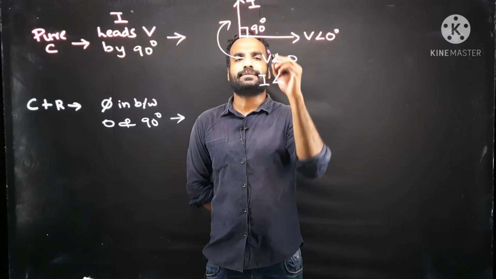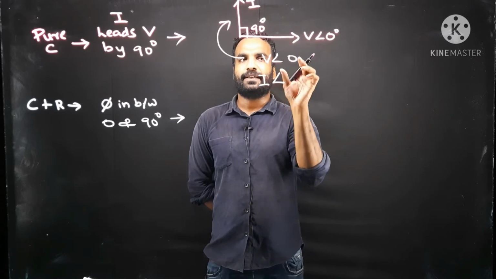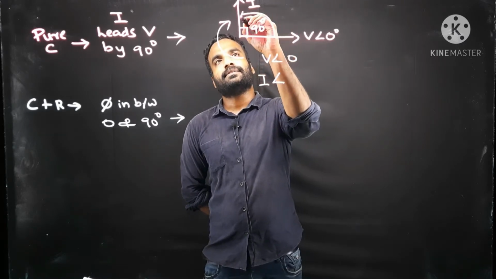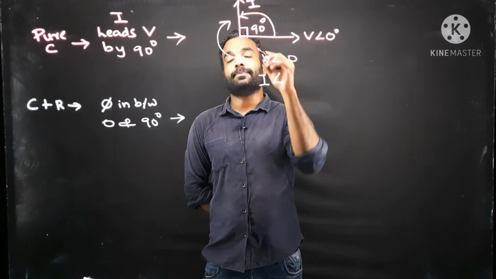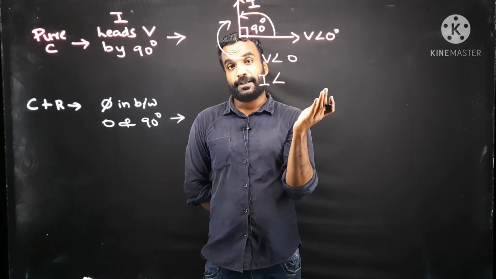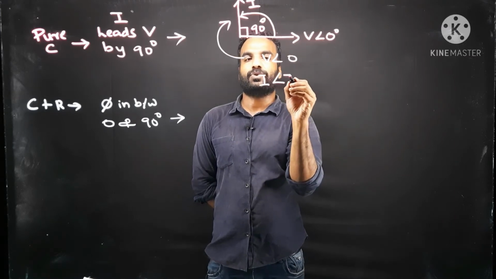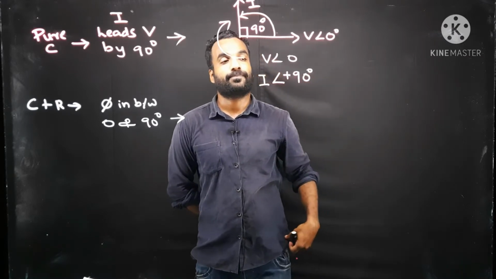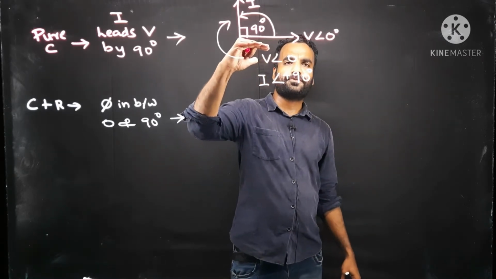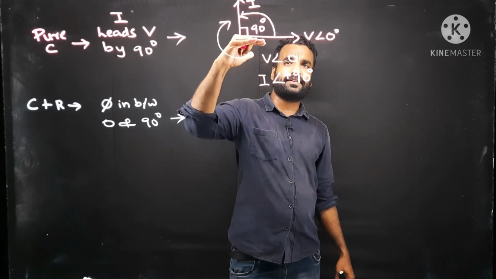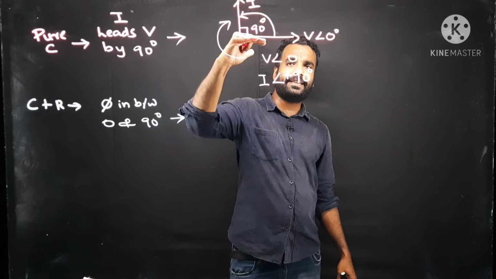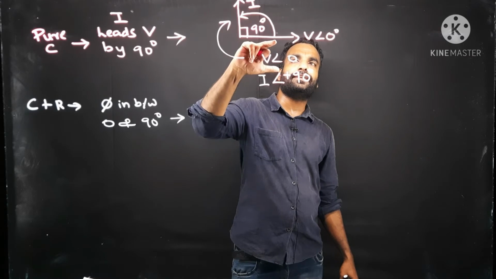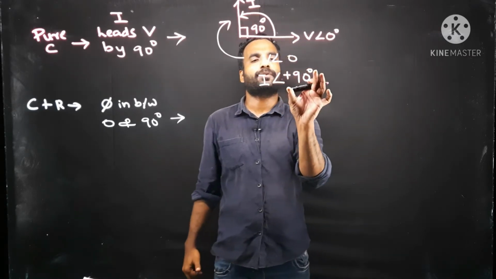So that angle is plus or minus. If this voltage is the reference, you can see that this is the current. A 90 degree initial angle means 90 degrees in the anti-clockwise direction, so you can write plus 90 degree. With respect to voltage, in case of an inductor, it was 90 degree in clockwise direction. Now with respect to voltage, the current is 90 degree in anti-clockwise direction. So you can use plus 90.